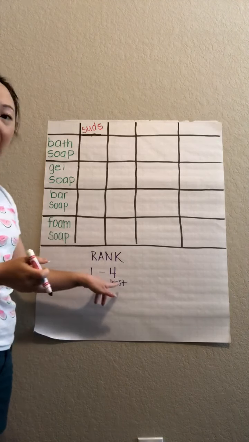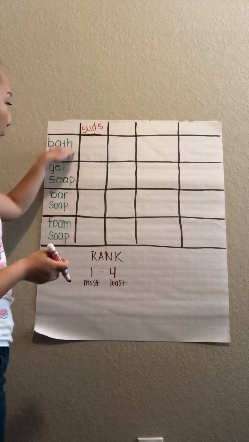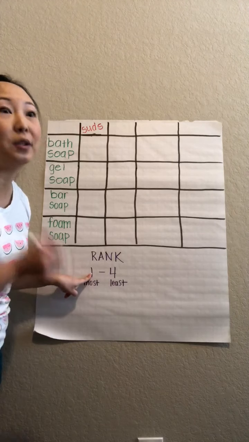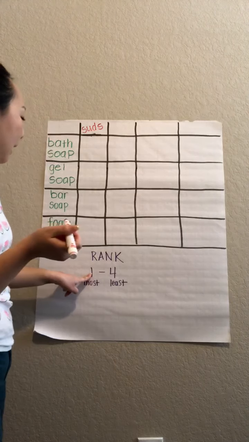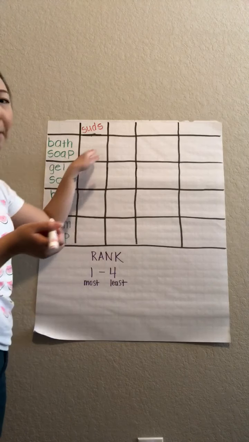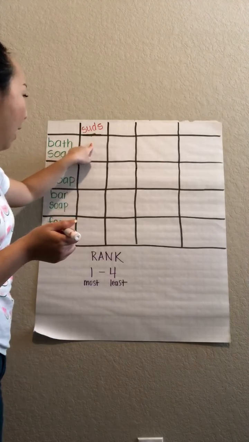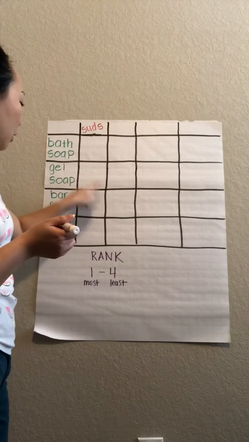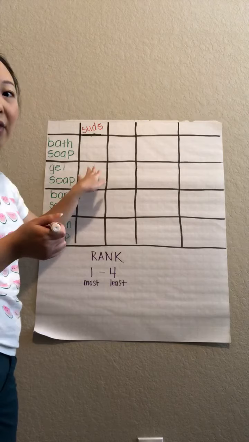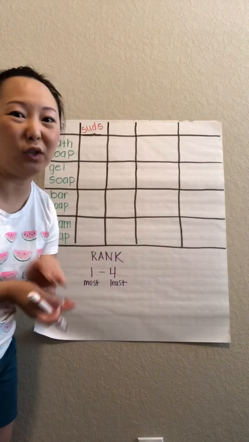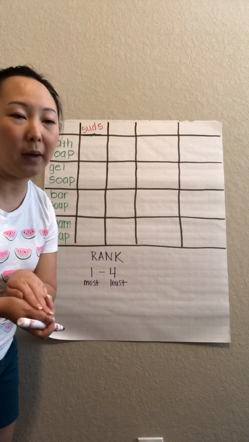And I'm gonna rank them from 1 to 4 because I have 4 soaps. So the one that has the most suds, which are like the bubbles, I'm gonna give it a 1. So if my bath soap had the most bubbles, the most suds, I'm gonna give it a 1. Then the next one that had the most bubbles, I'm gonna give it a 2, and then 3, and then 4. 4 is for the one that did not have very many bubbles when you try to wash your hands with soap and water, okay?